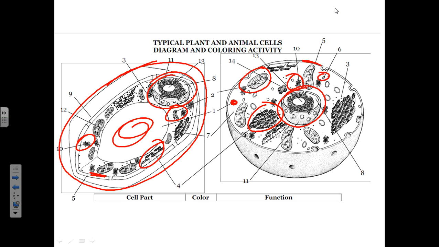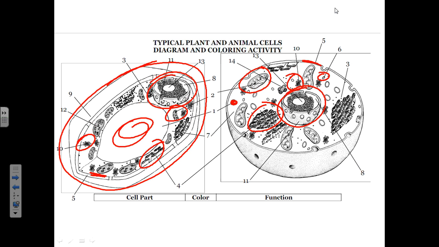But the rough ER is almost always really close to the ribosomes, which are both close to the nucleus. What do the ribosomes need from the nucleus? They need the RNA, the directions for building the proteins. So usually the ER is going to be close to the nucleus, and the Golgi is going to be close to the cell membrane, typically.